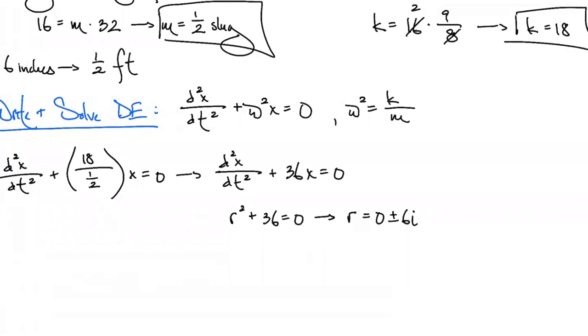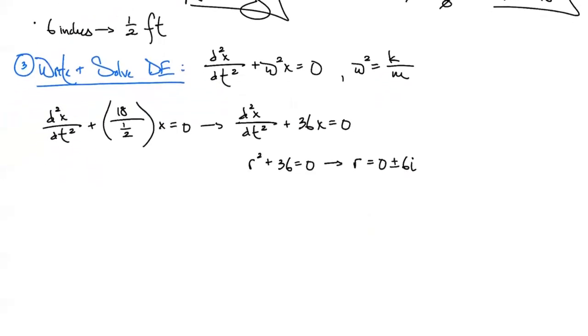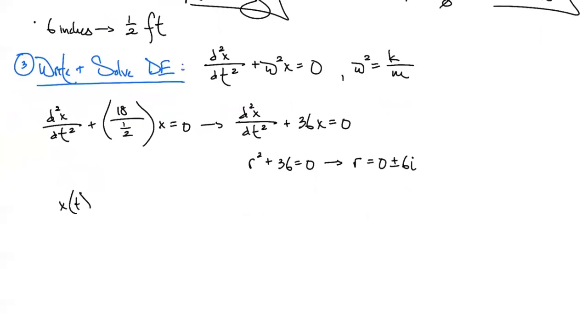Now, again, I won't write it out this time, but this 0 in the front is a reminder for us. It is more a reminder than anything else. It is a reminder that we're not going to have any e terms. We're only going to have sines and cosines in our general solution. And in fact, we can say that x of t will equal c1 cosine 6t plus c2 sine of 6t. That is our general solution.